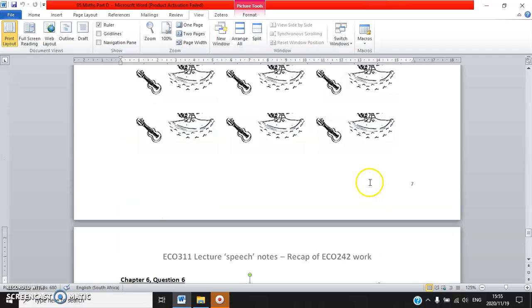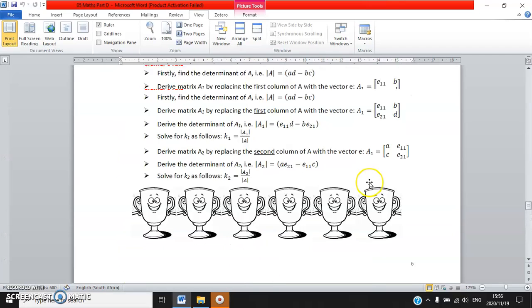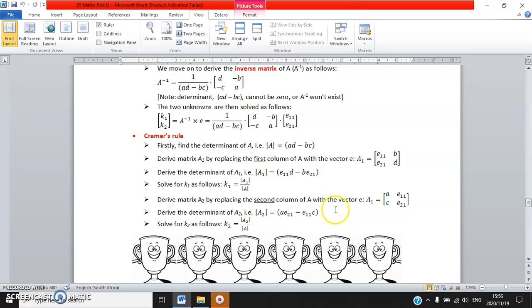Okay, then the last topic is we want to solve for the two unknowns, but this time we use the Cramer's rule. Okay. These are the procedures. First of all, we still have to derive the determinant of A. You already know the equation AD minus BC.